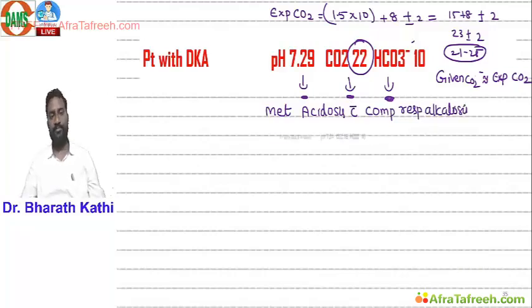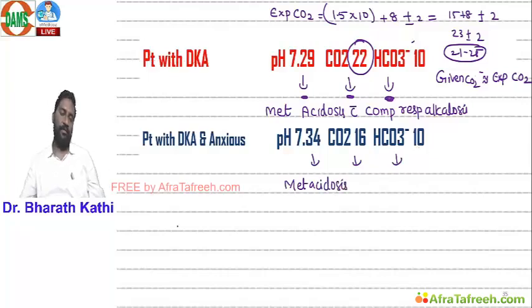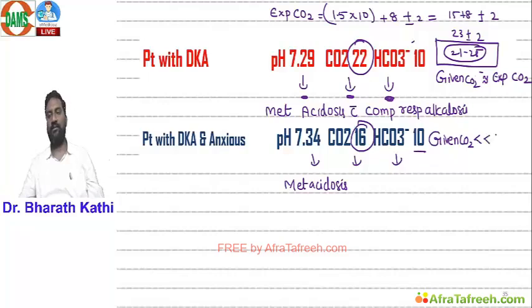Next, coming to another patient, DKA anxious, decreased, decreased, decreased. No doubt it is metabolic acidosis. In a primary metabolic acidosis, when bicarbonate decreases to 10, CO2 should come down to 21 to 25, but it has decreased to 16. This is a situation where the given CO2 in the question is very much less than the expected CO2.